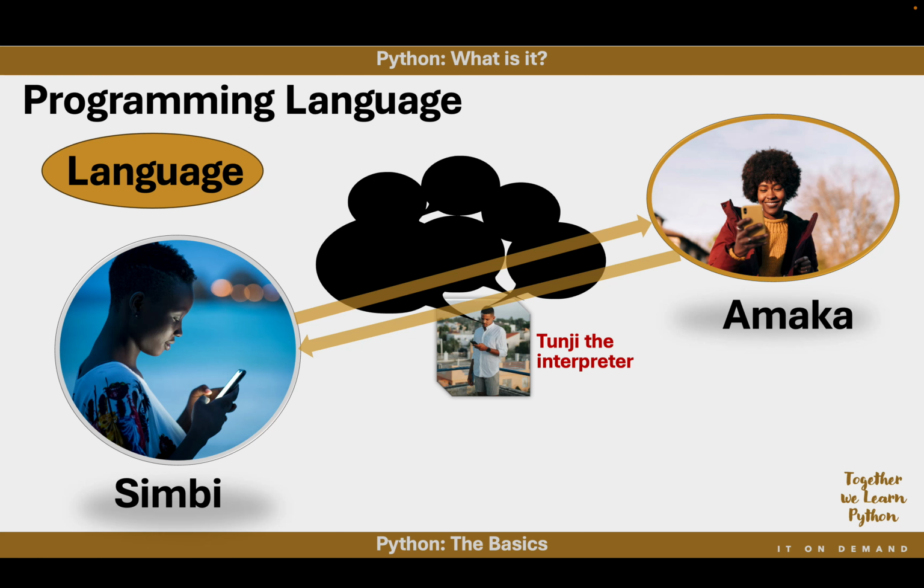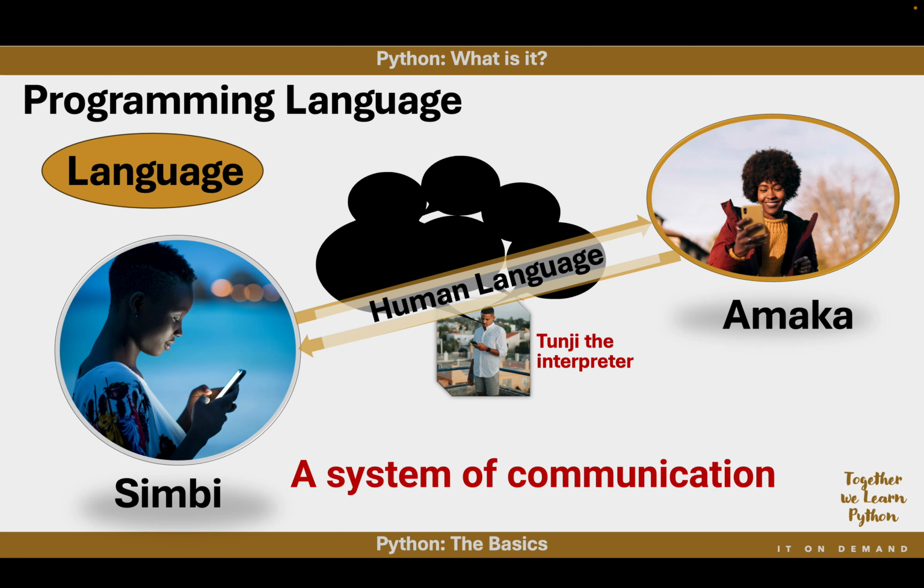And so as you've seen here, if you look at the communication, we are still talking about human language here. But the communication has been made now. And so this is what language is. It's just a system of communication.